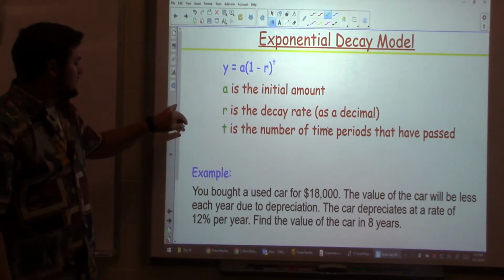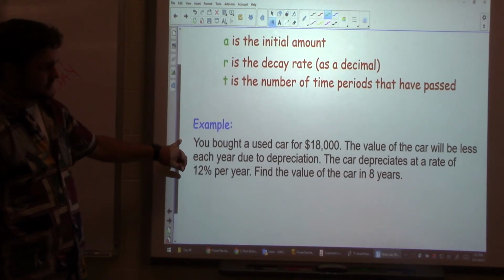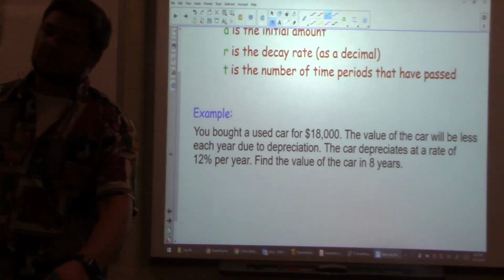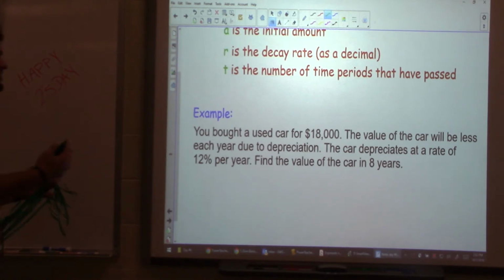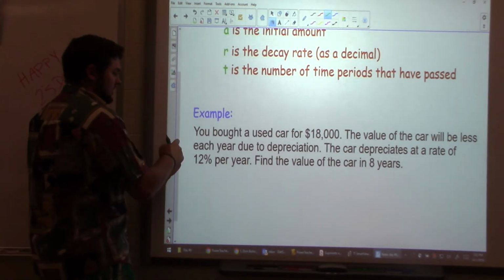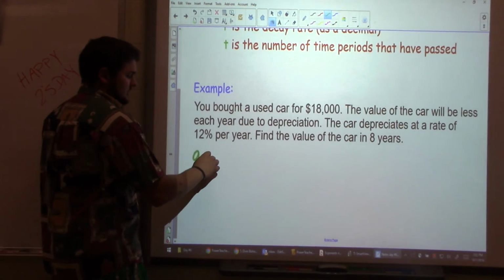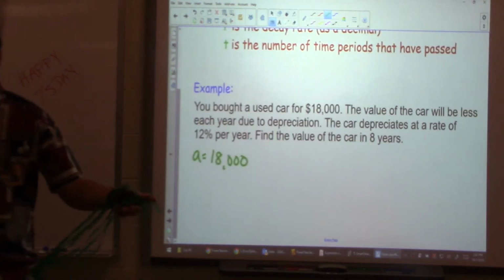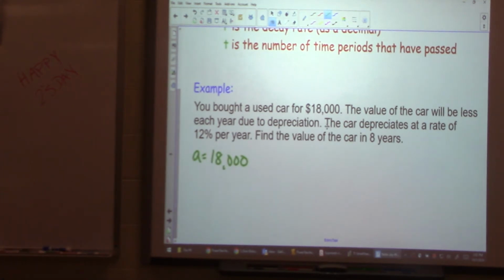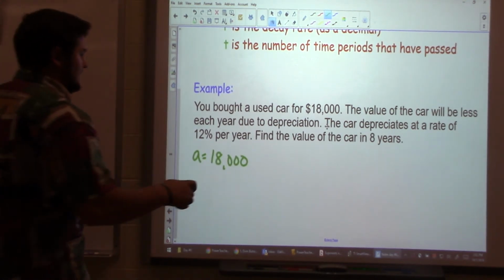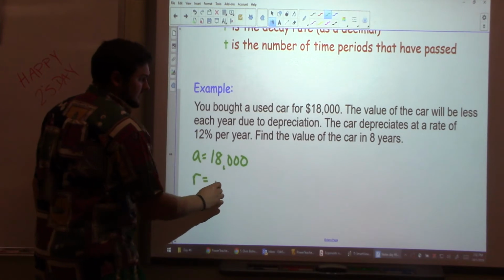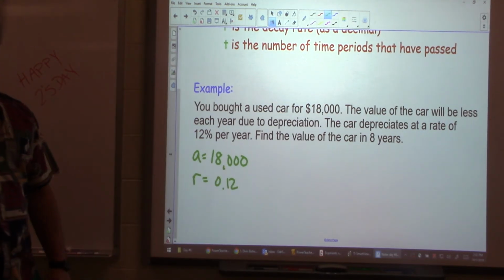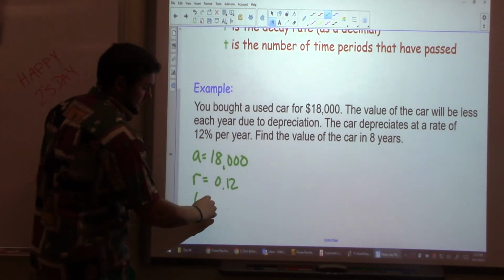Alright, so we bought a used car for $18,000. The value of the car will be less each year due to depreciation. The car depreciates at a rate of 12% per year. Find the value of the car in 8 years. Well, my initial amount is $18,000. Money. My rate, it is losing value at 12% per year, so 0.12. And my time period is 8 years.